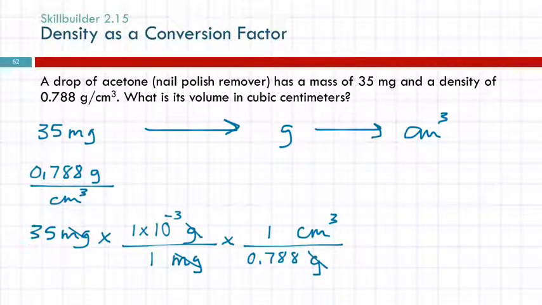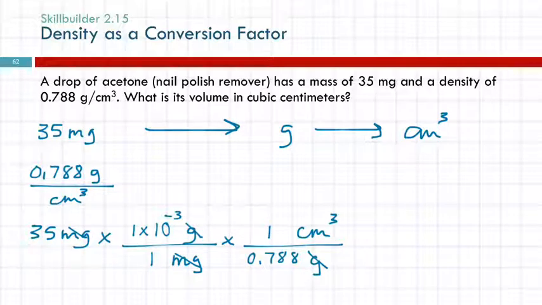Any questions? And then as you go, start on the left, 35 times the top, divide by the bottom, times the top, divide by the bottom. If there are ones, you can skip those, but do everything else and just do them in order. 35 times 1 EE negative 3 divided by 0.788.